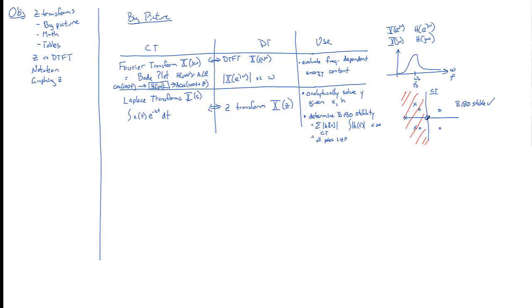So it's a new way of thinking about things. The math, the transform is easy. It's the sum over all n, that looks familiar, of x of n times z to the minus n. And that's it.